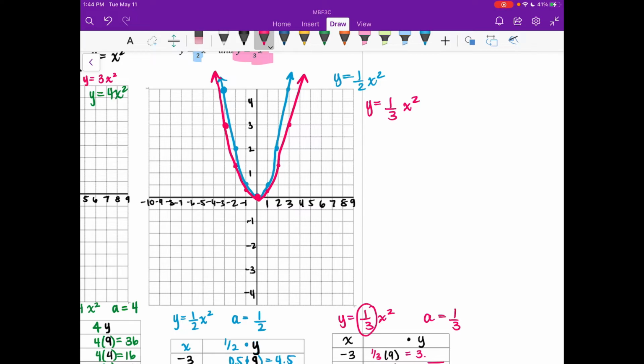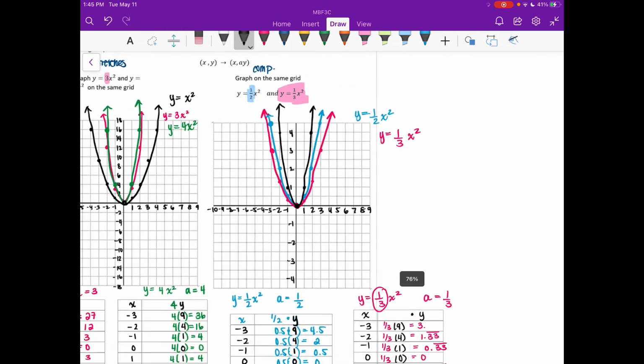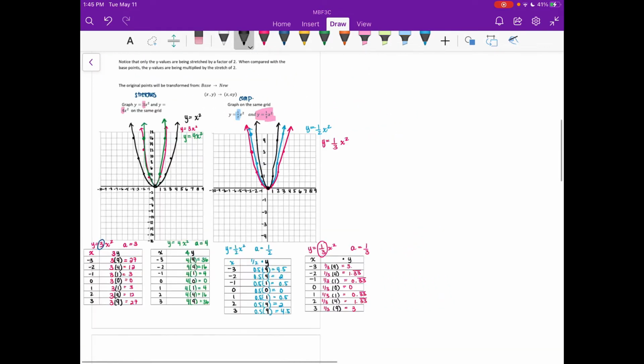Okay? And if you compare this to your base function, so 1, 2, 1, 1, negative 1, 1, 2 and 4, 2 and 4, right? Now in this situation, our base function looks skinnier, and these are thicker, so they're stretched. They're more compressed. Okay? So that's how you know when something's a compression or a stretch. When it's a compression, it's wider, right? When it's a stretch, it's narrower.